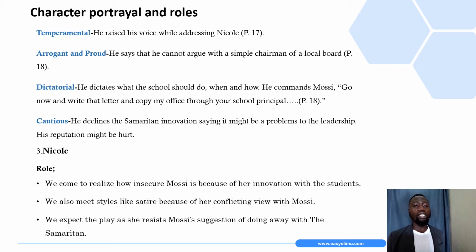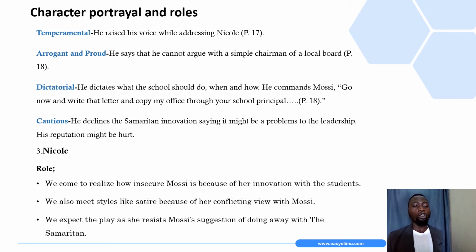So again, we are told that Mosi is dictatorial. Mosi dictates what the school should do, when, and how. On page 18, we are told that he gives commands. He commands Nicole to go and write a letter now, and also leave a copy in his office through the principal.